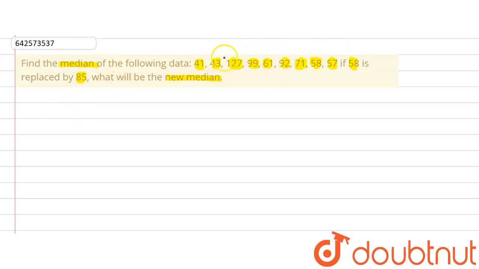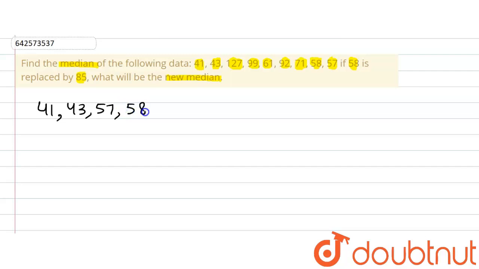First of all, we arrange the given data in the ascending order. So arranging this given data in ascending order, 41 is the least term among these. So 41 will be the first term, because ascending order means increasing order. So the least term or the smallest term comes first. Then there is the term which is greater than the least term, that is 43 is greater than 41 in this data. Then there is 57 which is greater than 43 in this data.